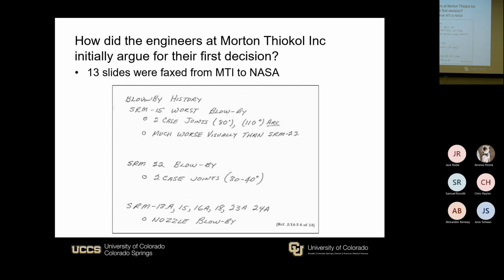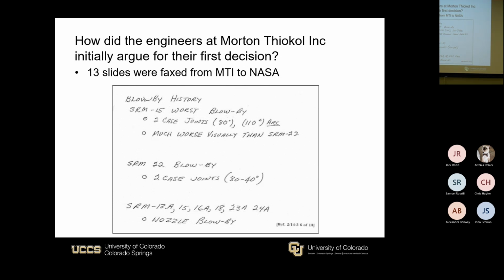The blow-by history chart mentions the two previous launches, which are SRM 15 and SRM 22, in which soot or blow-by was detected in the field joints upon post-launch examination. This information, however, was already reported in the more detailed damage table that followed the title chart. The bottom two lines refer to nozzle blow-by, an issue not relevant to launching the Challenger in cold weather, but they decided to leave it there.